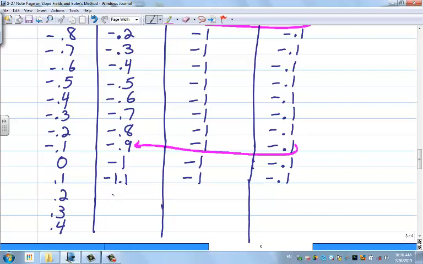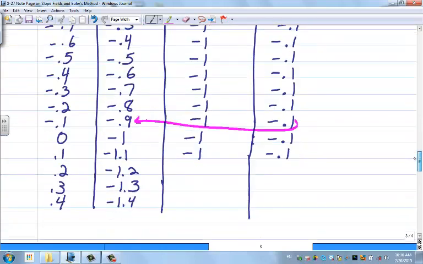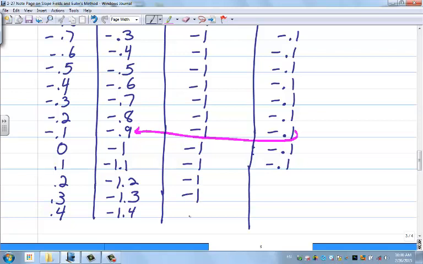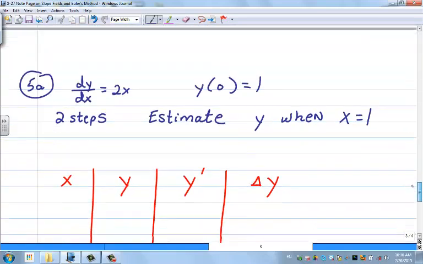So the next one is going to be -1.2, -1.3, -1.4. Now, if it says use Euler's method, you must fill in the table. So let's fill in the rest of the table. But it sure helps not to have to do much brain work here. Once you establish the pattern, just go ahead and make it happen. So there you go. So what is the answer? Y of 0.4 is equal to -1.4. That's your answer, 2(1)B.